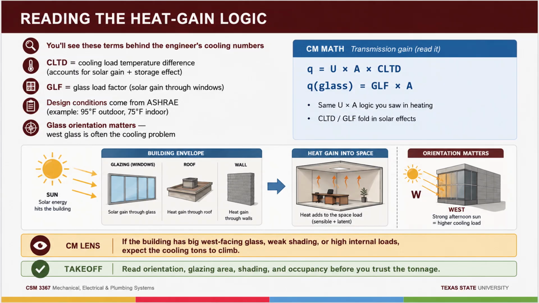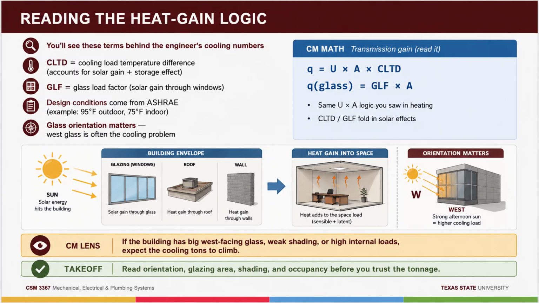Sensible: 1.08 times 600 times a 20-degree delta, 12,960. Latent: 0.68 times 600 times 35 grains, 14,280. And there it is again. The moisture load of that outdoor air beat its temperature load.